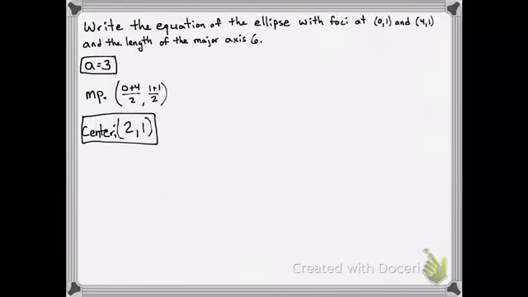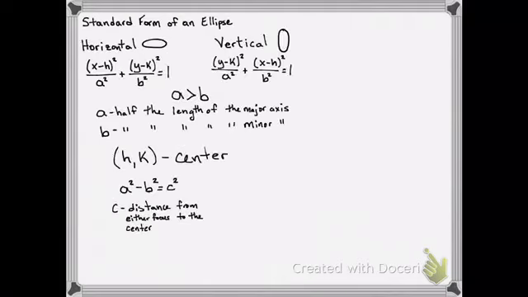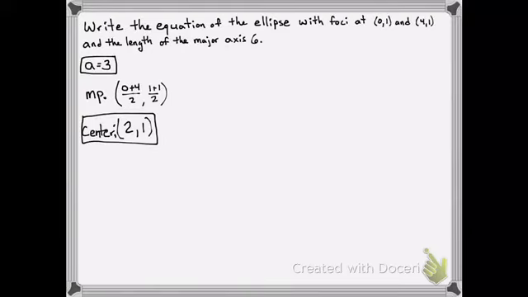But now we know that it's horizontal, so I know that x is going to come first, and then y will come second. So now we just have to figure out what b is. Well, from what we saw on the last slide, let me jump back to that again. We can see that c is the distance from either focus to the center. We also see that c squared is equal to a squared minus b squared. So, utilizing that information, I can find b, or I can find c. I know the center is at (2, 1), and the foci are at (0, 1) and (4, 1), so the center is 2 away from the foci, so that means that c must be 2.